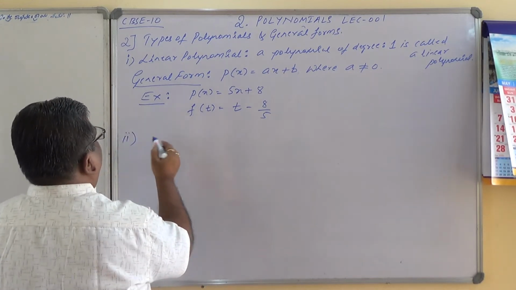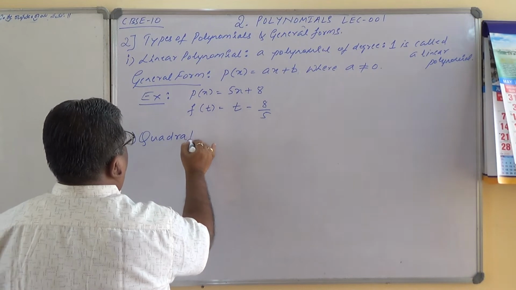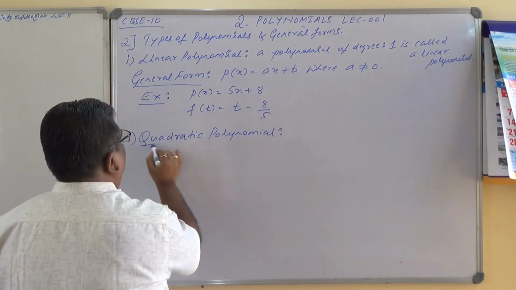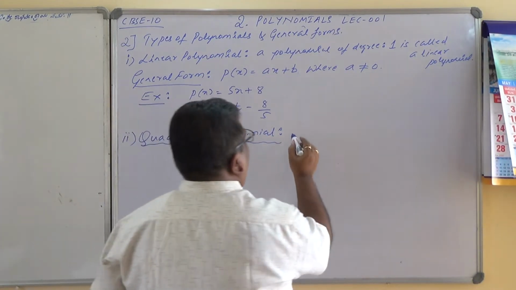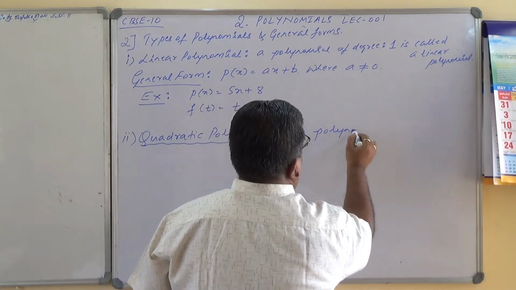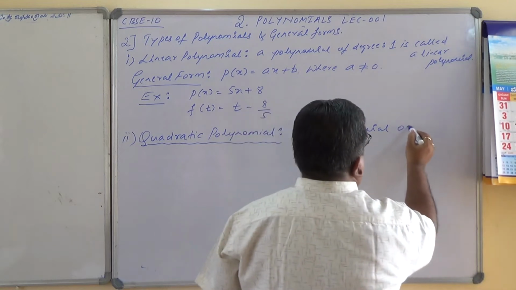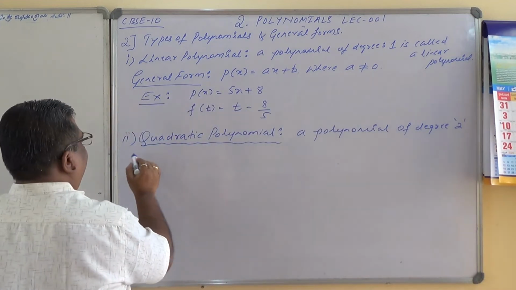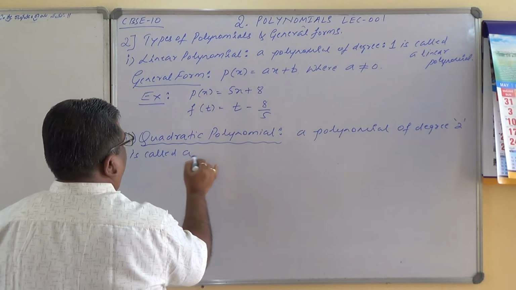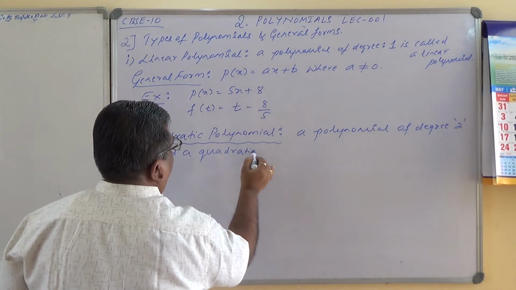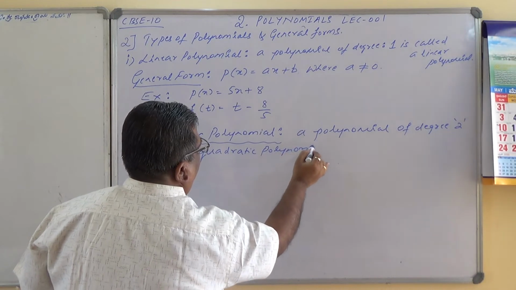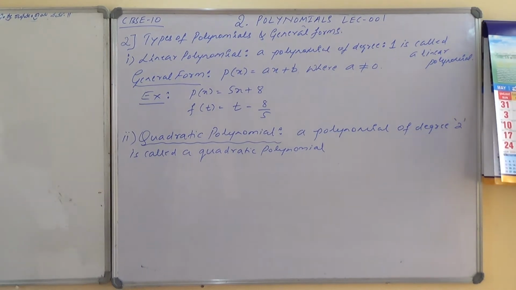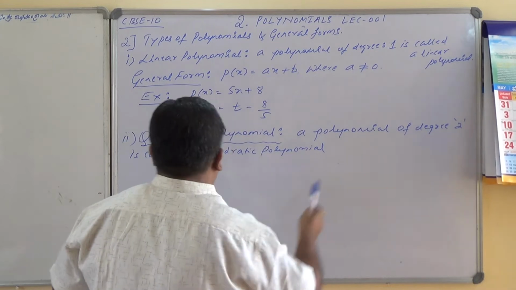Second one, let's go for quadratic polynomial. Okay. How do you define a quadratic polynomial? A polynomial of degree 2. A polynomial of degree 2 is called a quadratic polynomial. So a quadratic polynomial is of degree 2.